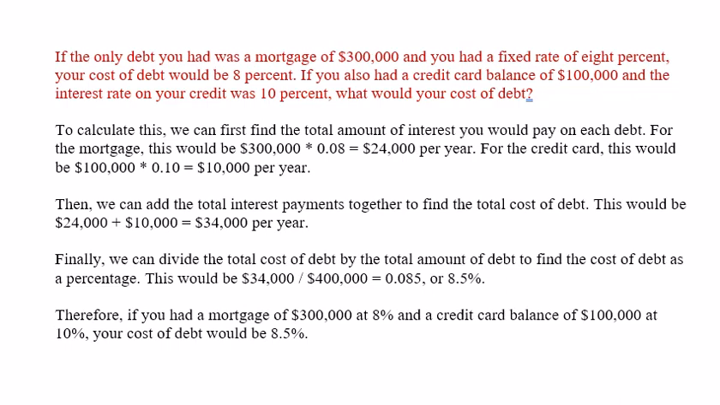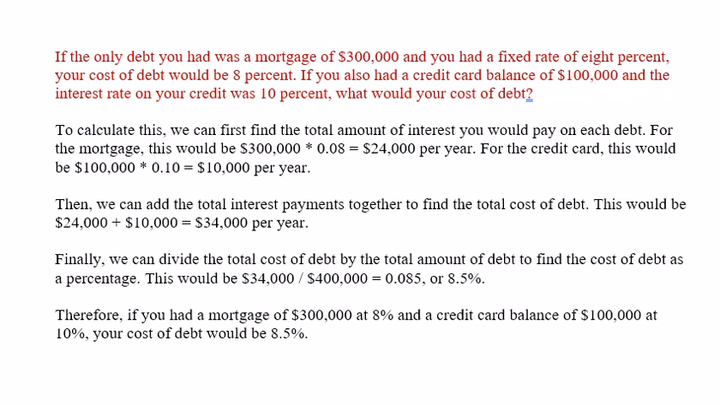Okay, so now we've got two items. We've got the mortgage at 8% and a credit card balance of $100,000. Far-fetched example, but this will work. To calculate this, first find the total amount of interest you would pay on each debt. The mortgage would be $300,000 times 8%, or $24,000 per year. And for the credit card, you take the $100,000 times 10%. That's $10,000 per year.